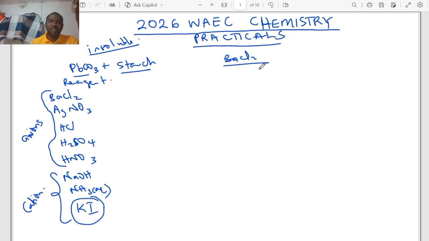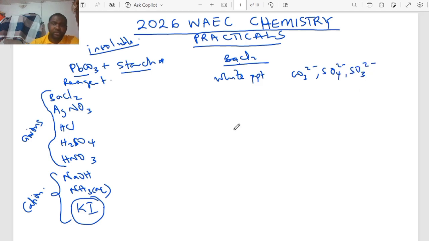So we are going to start with the solution of barium chloride on this. When you add barium chloride to a solution and you have a white precipitate, a white precipitate indicates the presence of carbonate. It indicates the presence of SO4 2-. It also indicates the presence of SO3 2-. So barium chloride is going to indicate the presence of any of these, so that is not a major test.